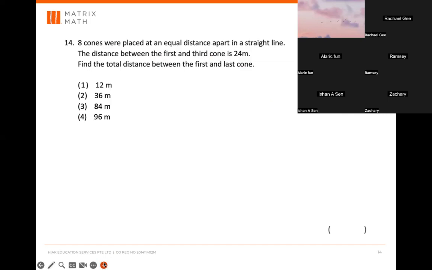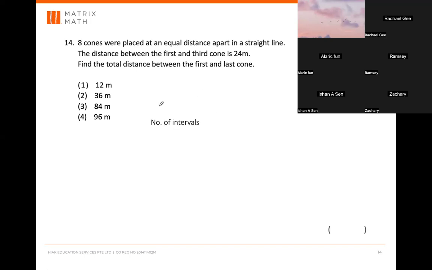Question 14. So 8 cones were placed at an equal distance apart in a straight line. So you read this. The distance between the first and the third cone is 24 meters. So find the total distance between the first and the last cone. So this question is actually an interval question.